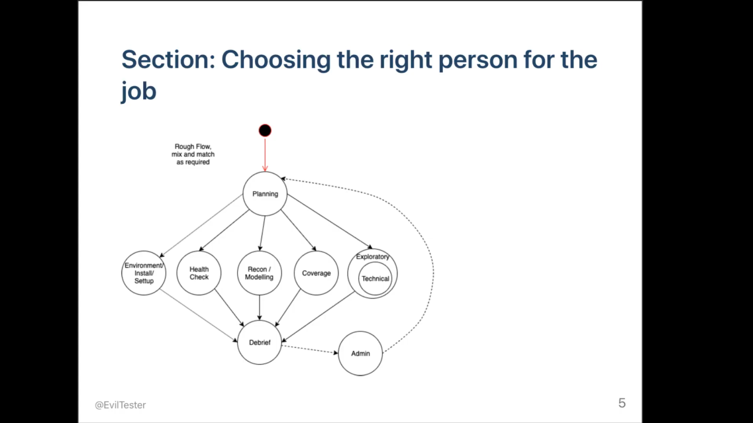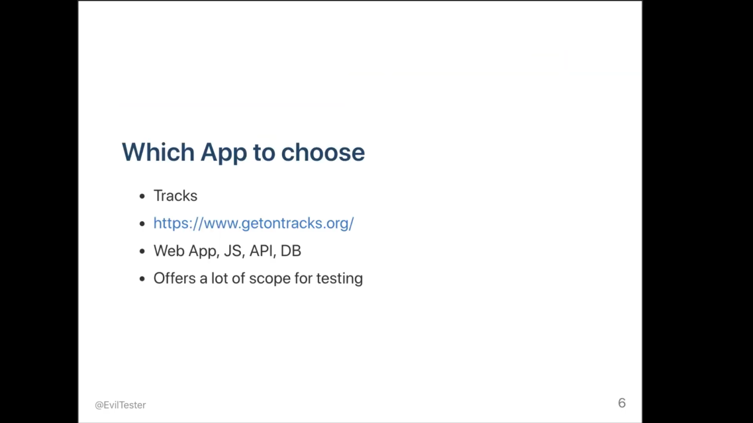Okay, so this might seem a little bit of an odd section, choosing the right person for the job, right? Because I am testing this on my own. But what I'm really talking about is the notion that I had to choose which application I was going to test. And I did that based on my technical knowledge, my understanding of the web, my understanding of open source applications, my knowledge. So I'm choosing the right application for me, but in the real world, this translates into choosing the right person for the job.